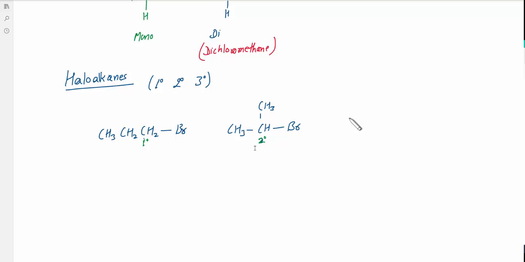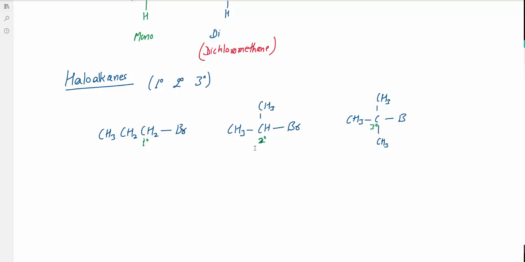Same way, if I have say CH3, C, CH3, CH3 and Br. Now this carbon is actually a 3 degree carbon, and because this is a 3 degree carbon, the compound is a 3 degree compound. Now again here also this can be a mono, di, tri halogen derivative as per whether they contain 1, 2, 3 halogen atoms respectively. So that was about haloalkanes and types of haloalkanes.